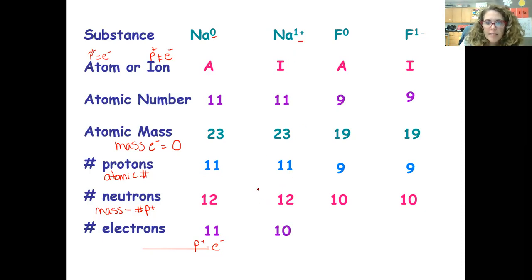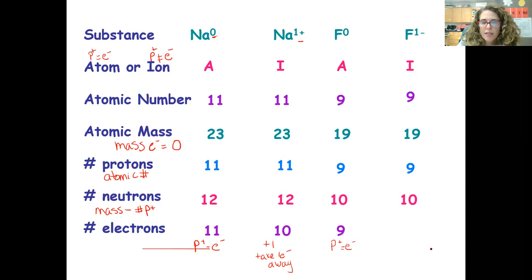Or I see a positive 1, that means I take one electron away, because I need to have one more positive charge, 11, than negative charge, 10. So now I have a neutral atom, right? And so that means that my protons and my electrons are going to be equal.